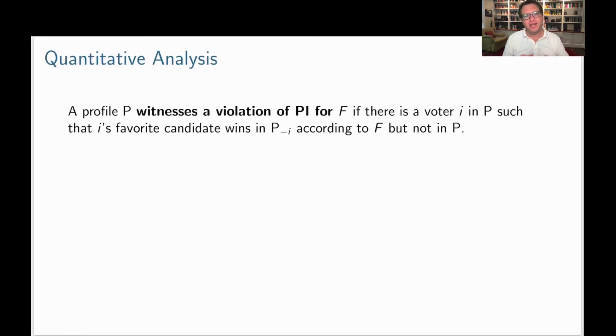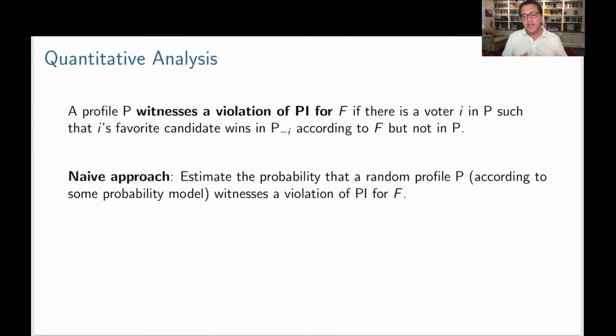In this paper, we're interested in a quantitative analysis of positive involvement. So let's say that a profile P witnesses a violation of PI for some voting method F if there exists a voter I in P such that I's favorite candidate, that is the candidate that I ranks in first place, wins in the profile P minus I according to F, where P minus I is just the profile P where you remove voter I, but I's favorite candidate does not win in the original profile P. So you have a voter I, their favorite candidate wins when I is not in the election, but loses when I is in the election. So that's what it means to witness a violation of PI.